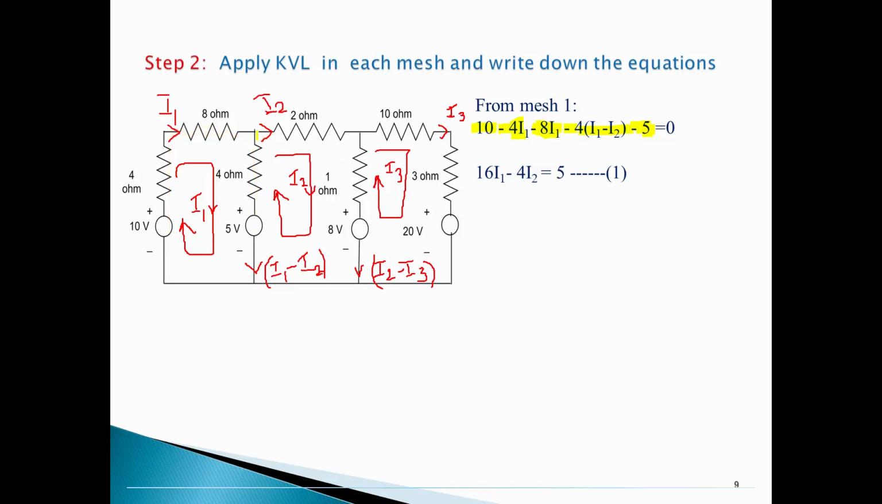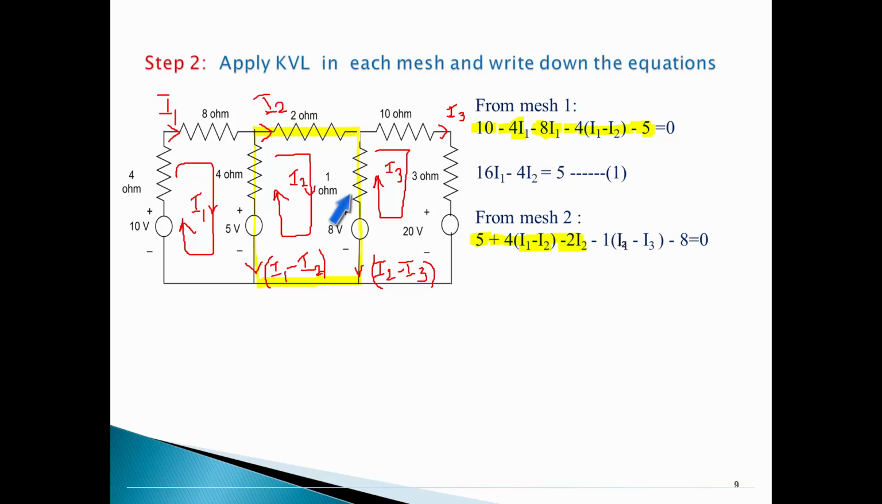Now let's move to loop number 2 and write down the equation. Let me start from this 5 volt source. Loop current 2 leaving the positive of this 5 volt source, so plus 5. This loop current I2 is moving opposite to the 4 ohm branch current, that is I1 minus I2. So we have to write plus 4 times (I1 minus I2). Coming to this 2 ohm branch, only I2 is flowing, both directions are the same, so minus 2 into I2.